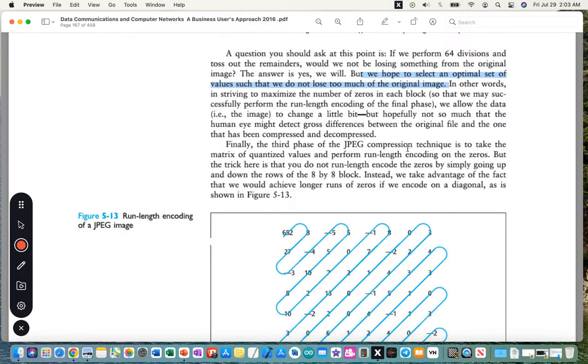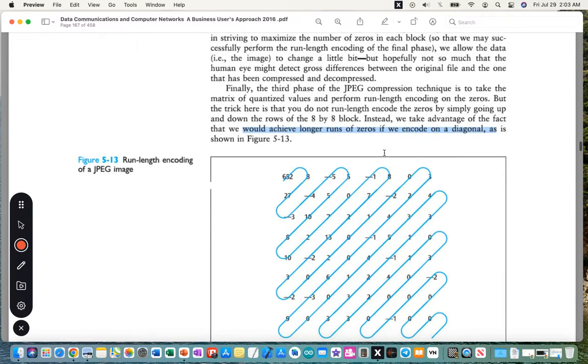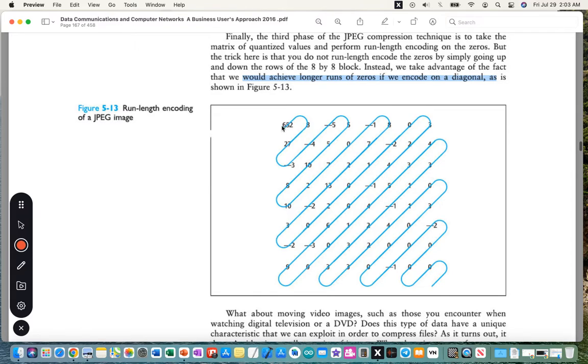The third phase of the JPEG compression technique is to take the matrix of quantized values and perform a run length encoding on the zeros. But the trick here is that you do not run length encode the zeros by simply going up and down the rows of the 8x8 block. Instead we take advantage of the fact that we would achieve longer runs of zeros if we encode on the diagonal, as shown in this figure. So it starts from the top, then goes like this. Run length encoding of a JPEG image.